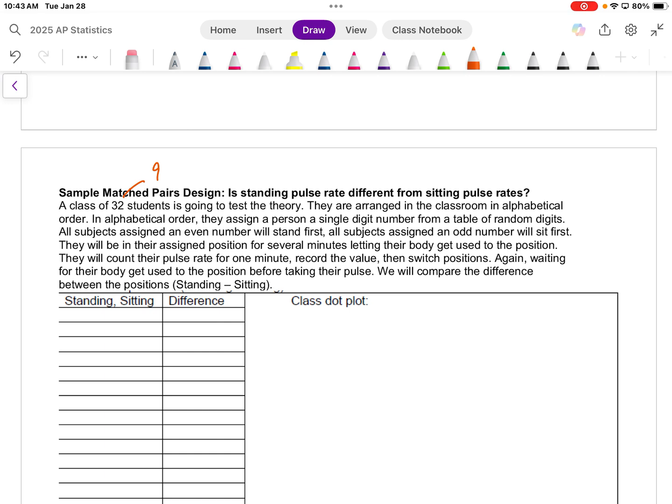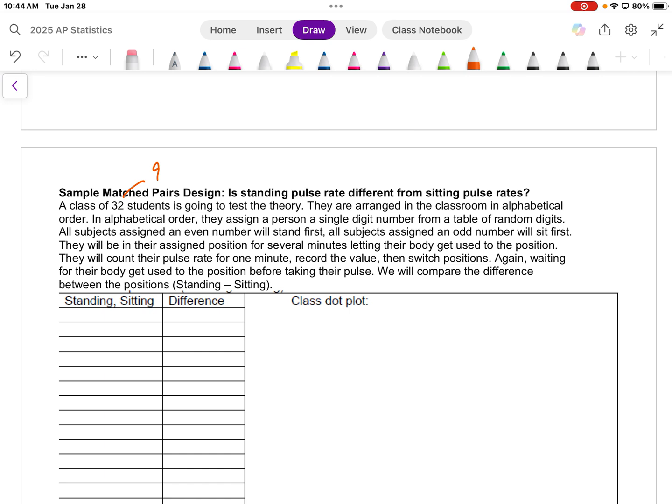What we're supposed to do is, in alphabetical order, assign each person a single-digit number from a table of random digits. All subjects assigned an even number are going to stand first. All subjects assigned an odd number will sit first. They will be in their assigned position for several minutes, letting their bodies get used to the position. They will count their pulse rate for 1 minute, record the value, then switch positions, again waiting for the body to get used to that position before taking their pulse.